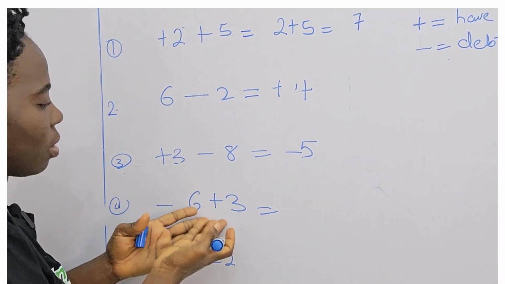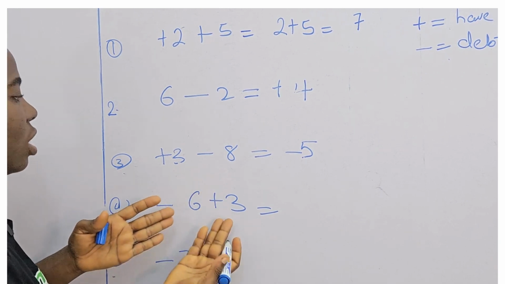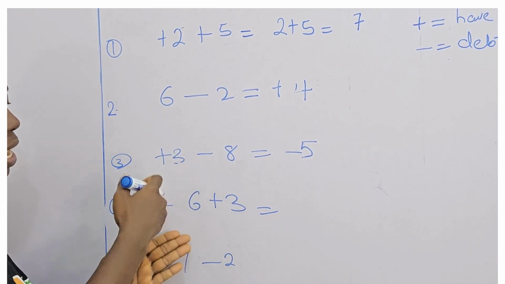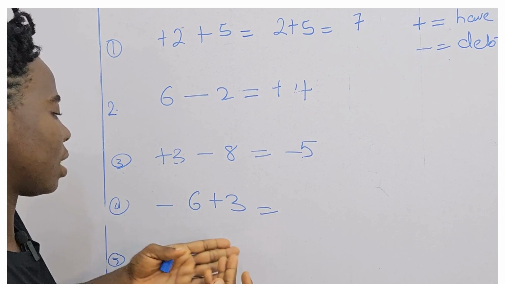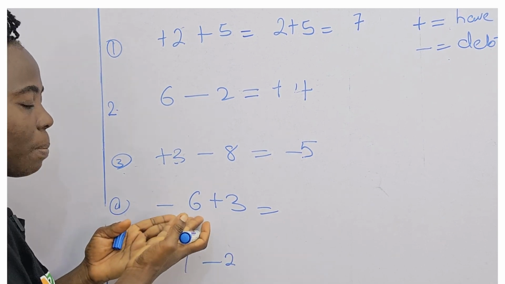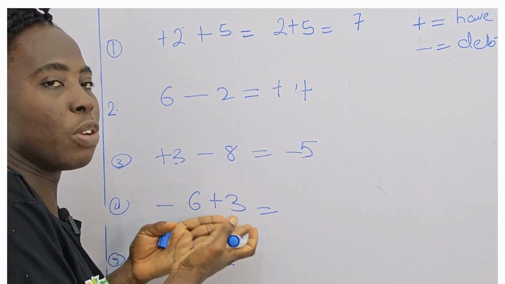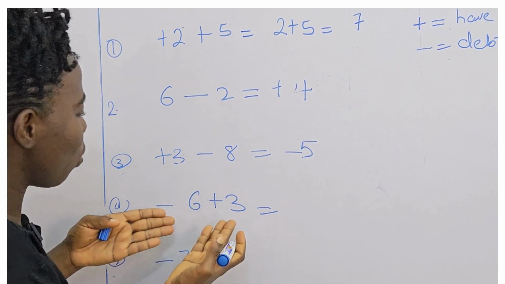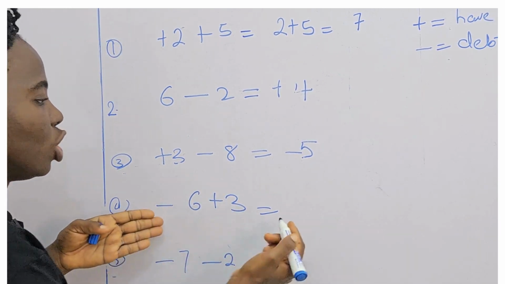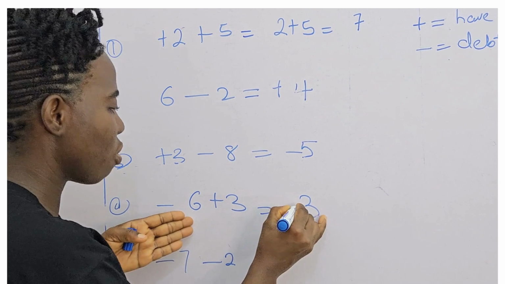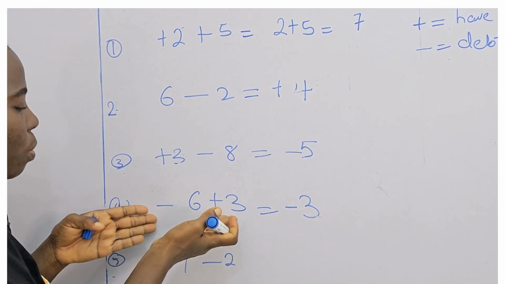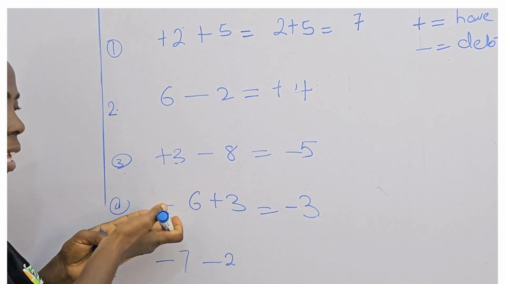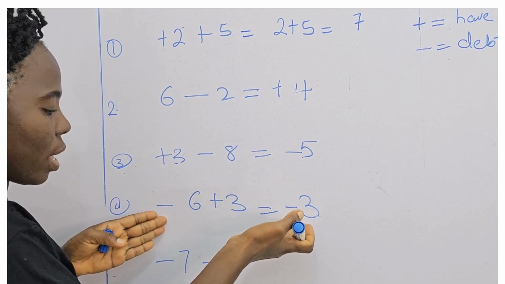Minus 6 plus 3. This is actually similar to this, just that we're writing the negative one before the positive. So this person is also owing 6 and she's having just 3. You must pay the debts. So when she pays the debt, she will still be owing 3 because this 3 will not be enough to balance this debt. So she will still be owing 3.